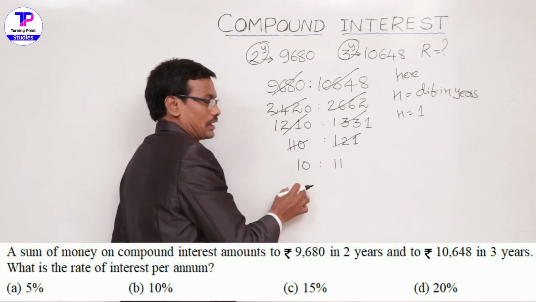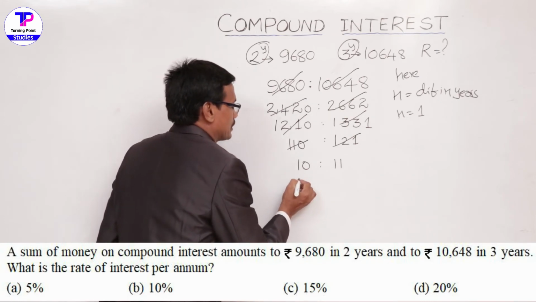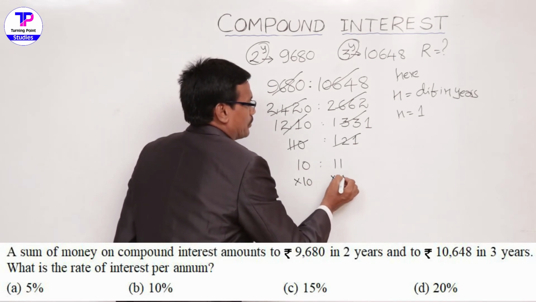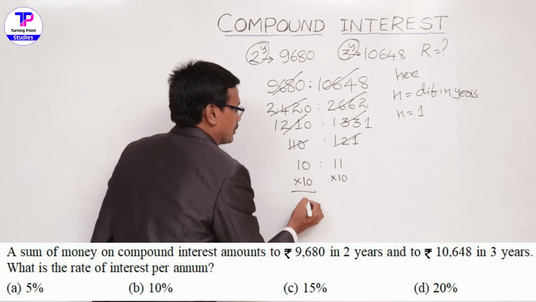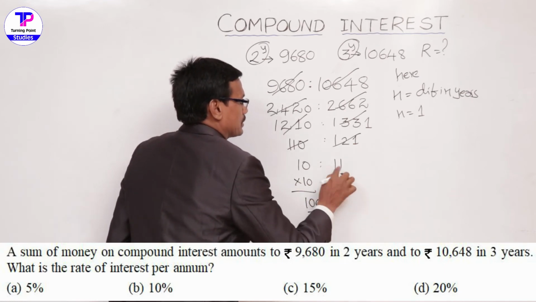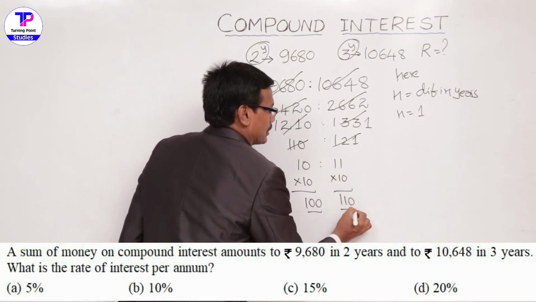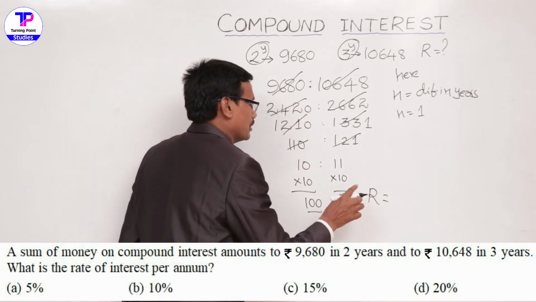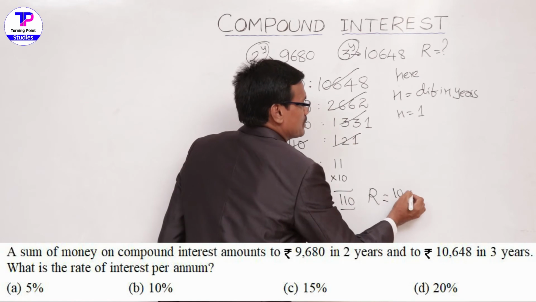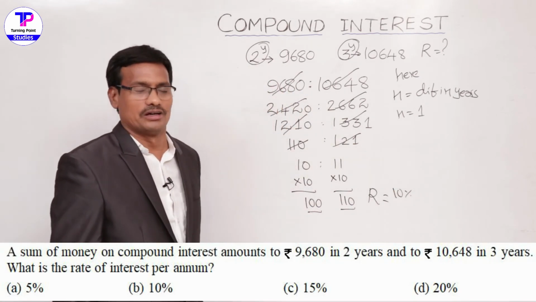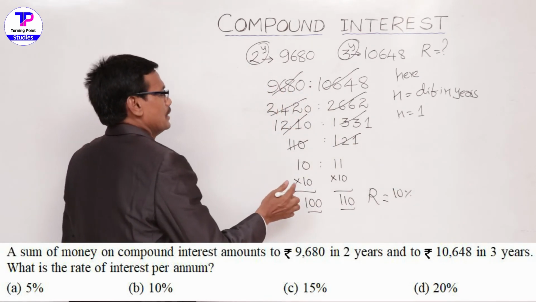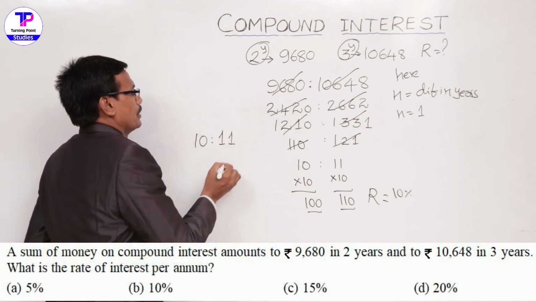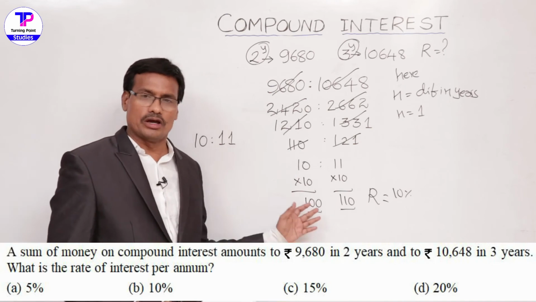To get 100, this is multiplied by how much? 10. Whenever we are multiplying this by 10, this side also you have to multiply it by 10. So 10 into 10 is equal to 100. Then 11 into 10 is equal to 110. Therefore R is equal to difference of 100 and 110, which is 10%. Or otherwise you can say 10 is to 11, no? If you forget this method, we have another method also.